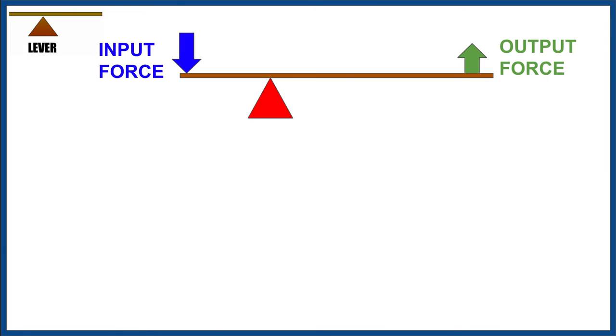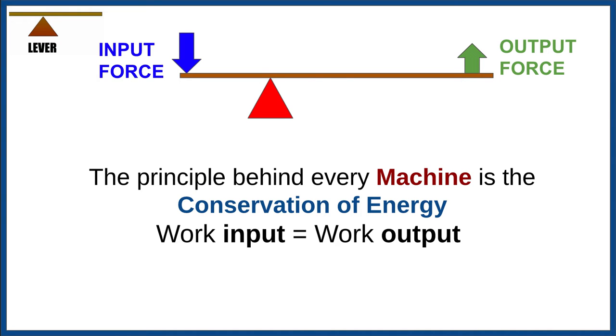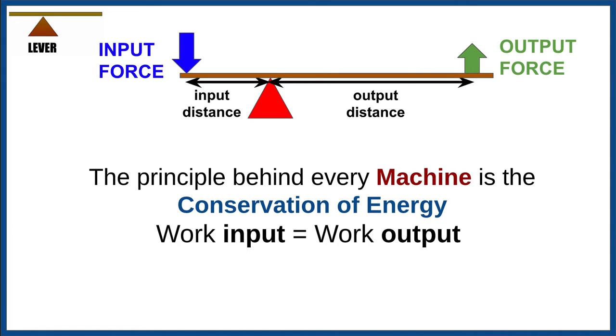But back to our more standard view of a lever. So here again is our fulcrum, the red triangle, the input force and the output force. Again, the principle behind every machine is that energy is conserved. So there has to be input work and output work, and those two things have to equal each other. That means that we're going to have to incorporate distance in here. So the input distance would just be from the input force to the fulcrum, and the output distance is from the output force to the fulcrum.